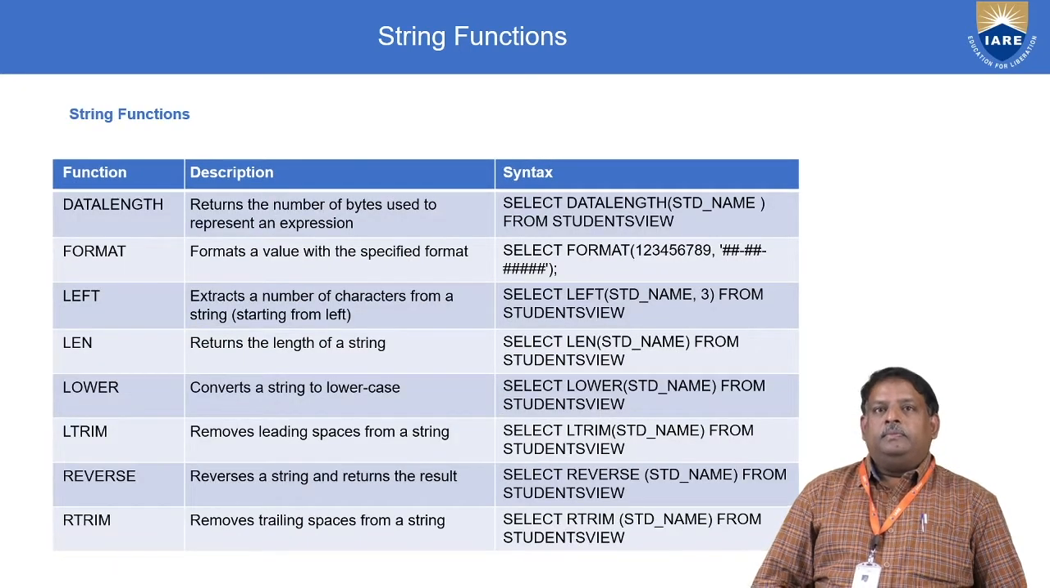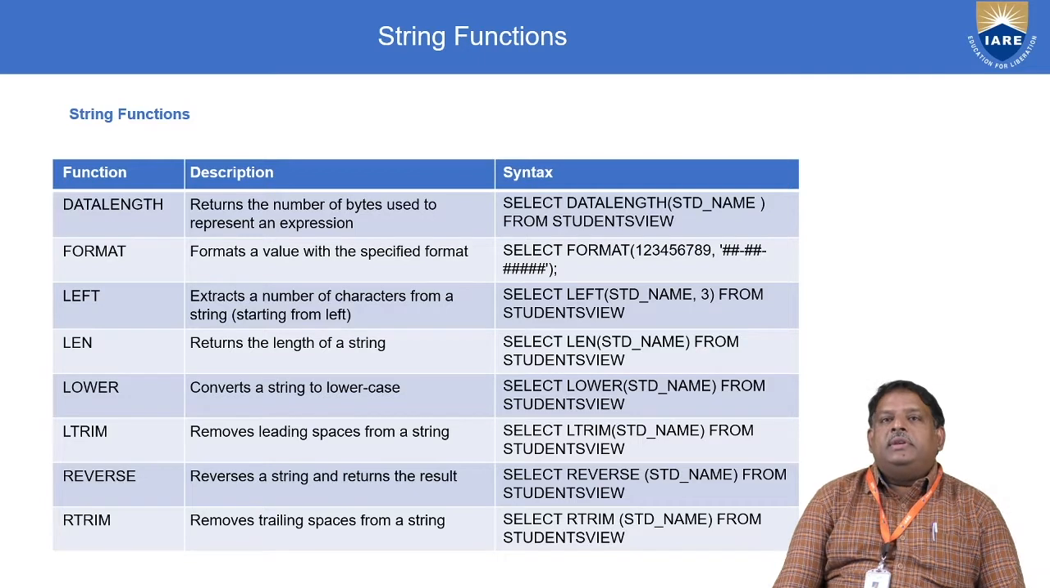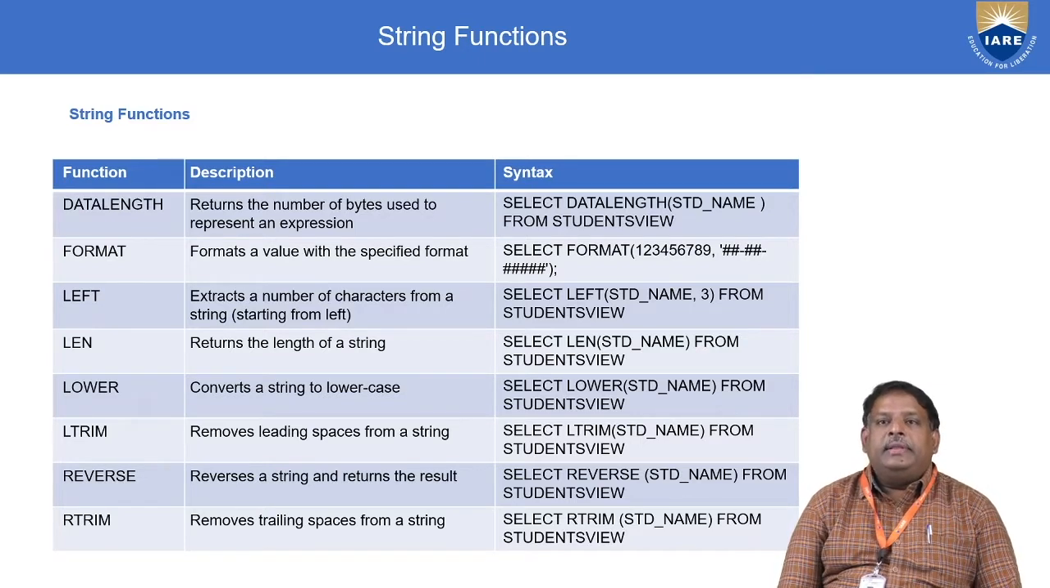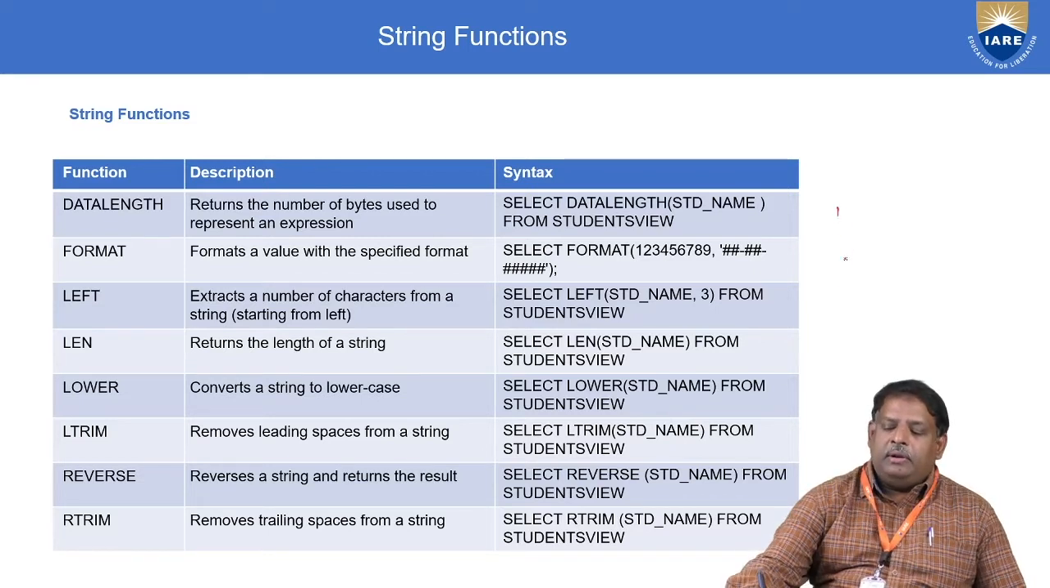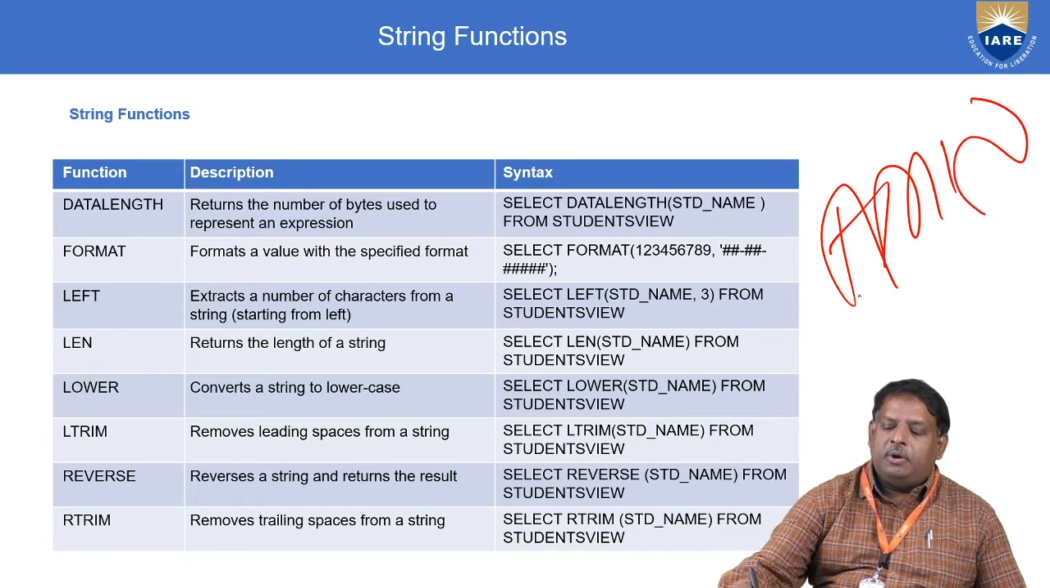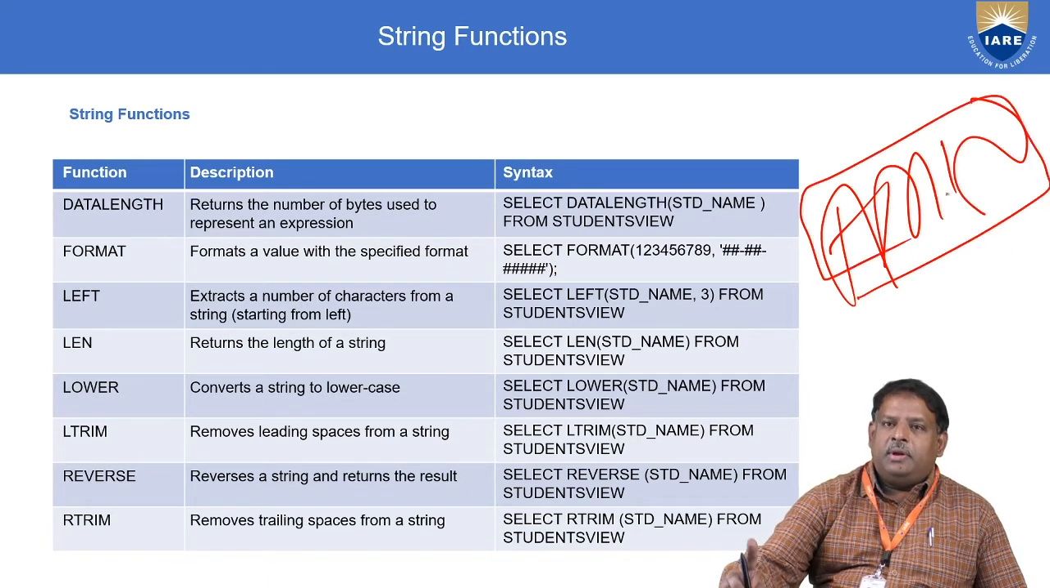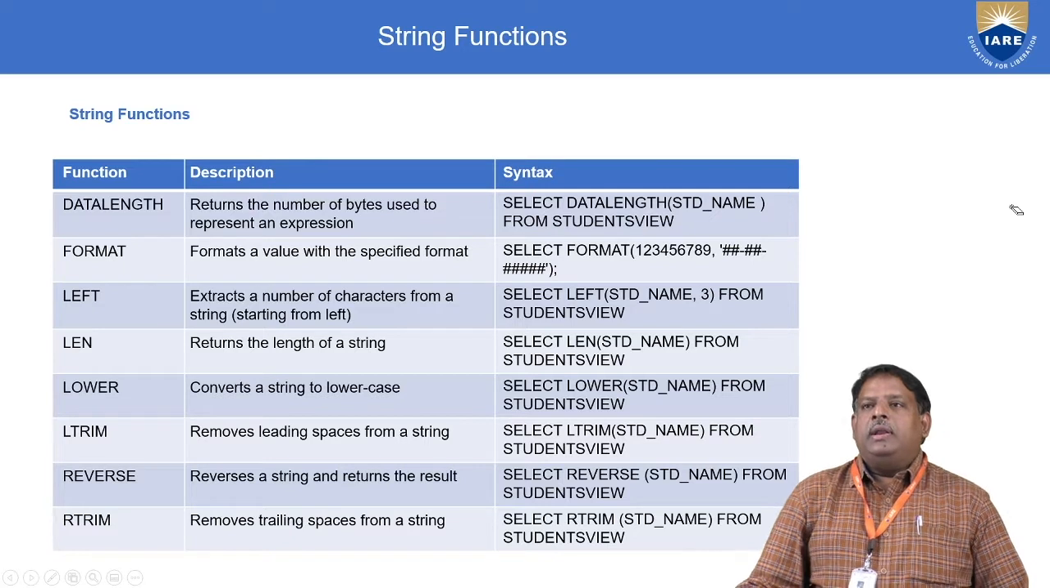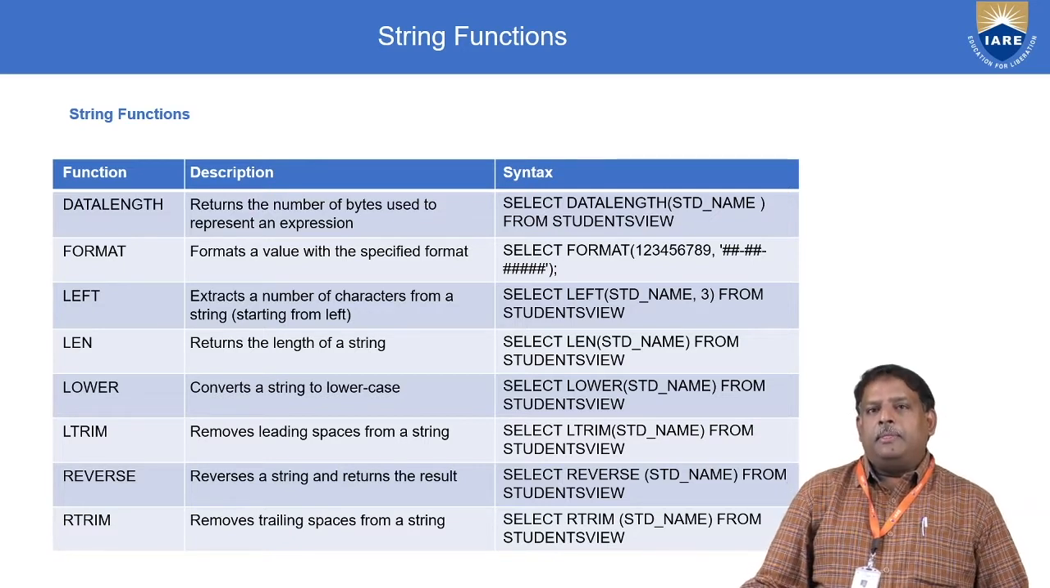The other function we will see is datalength. It returns the number of bytes used to represent an expression. It is select datalength of column name from student view. So if the name is Amin, it will give you the length of 4 because there are 4 characters involved. The datalength of the column will give you the number of characters occupied in that column.